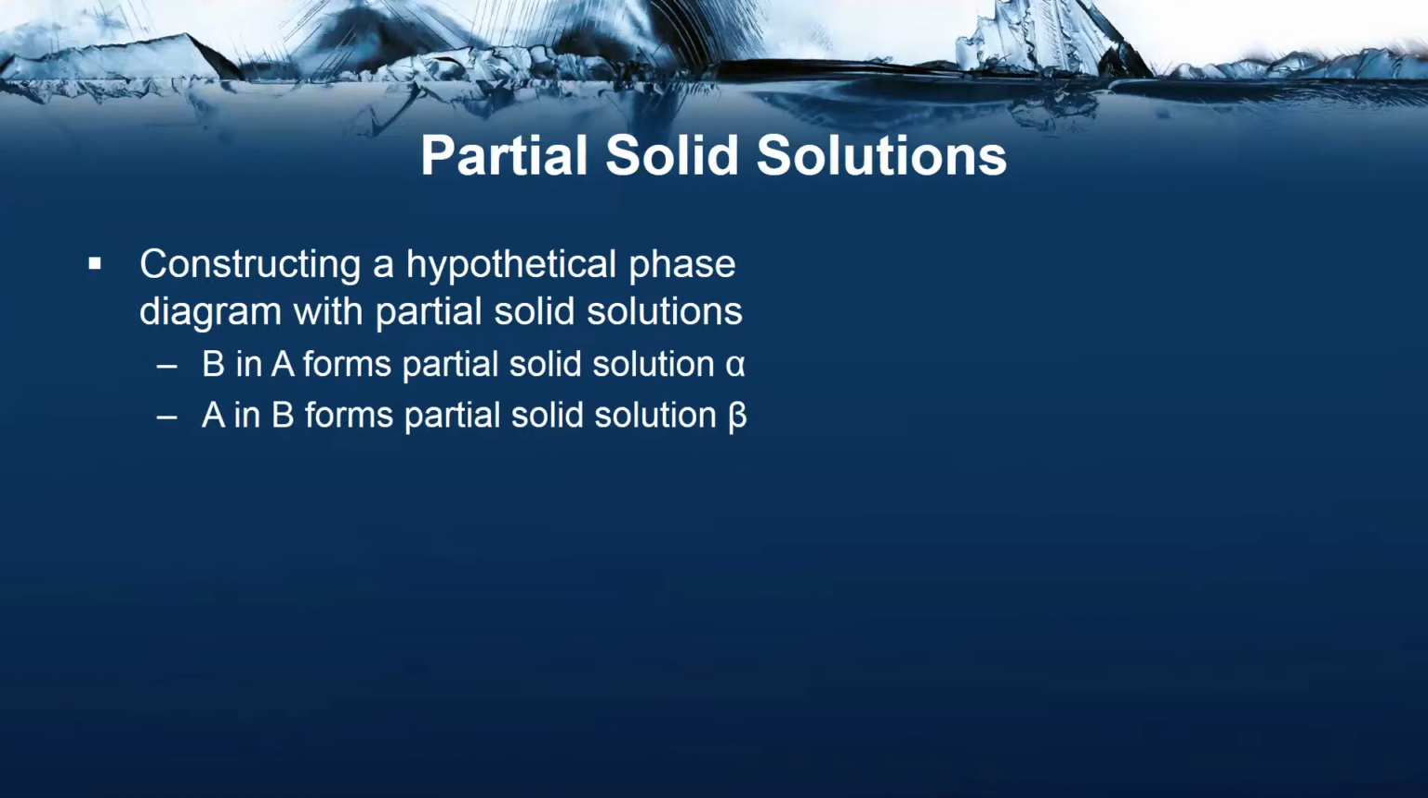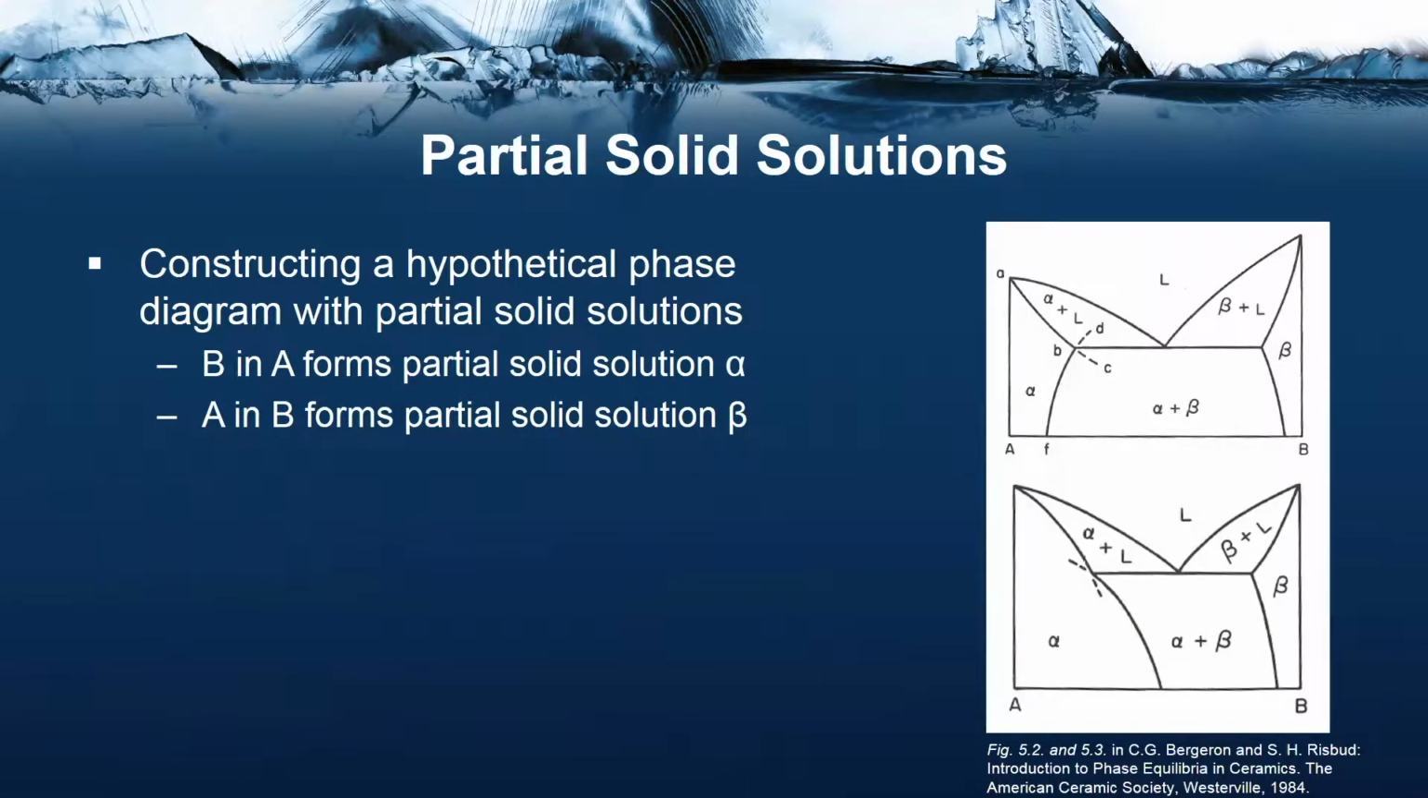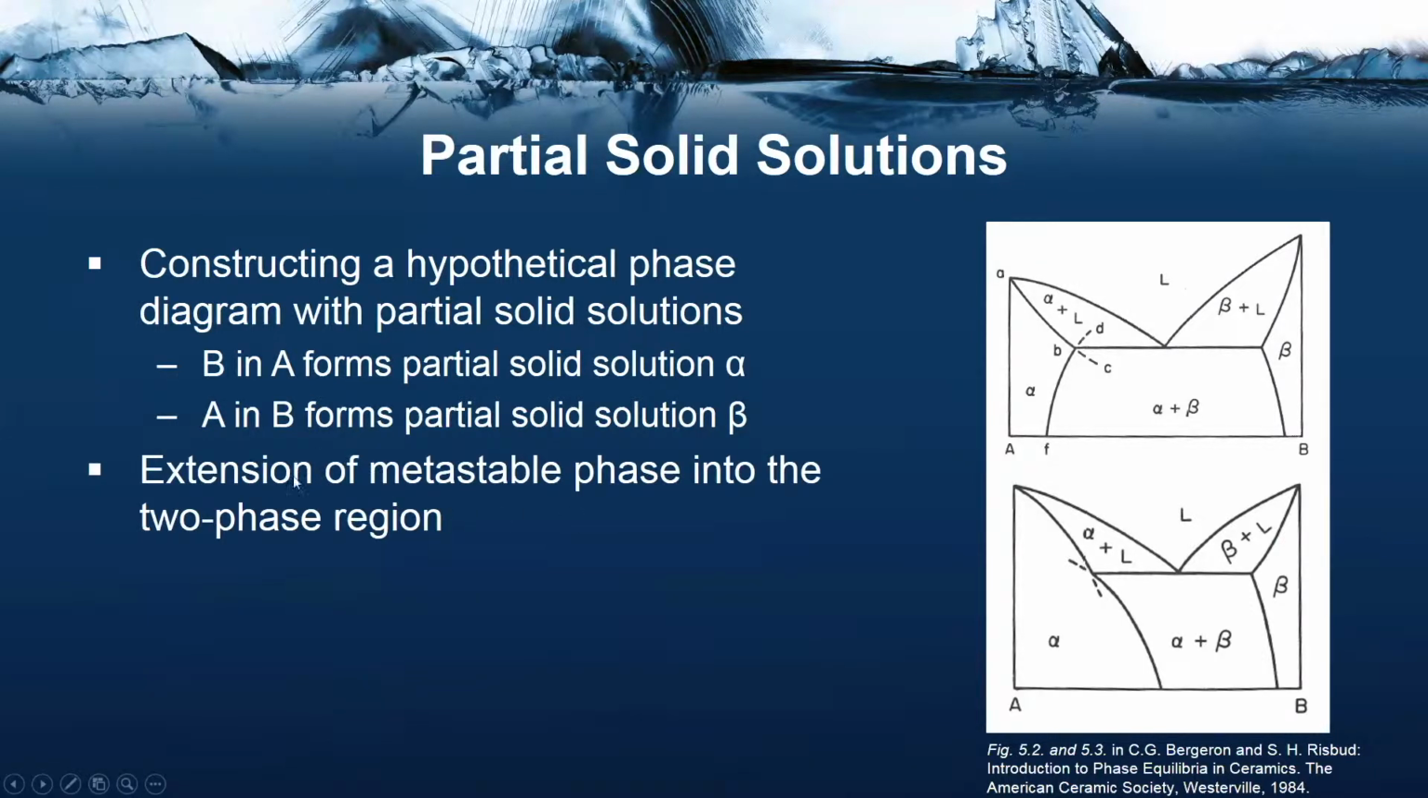Taking the alpha phase as an example, you see that we have two possible ways of drawing this phase. In the upper figure, the metastable extension goes into the two-phase region. So the metastable extension of this line goes into this two-phase region, and in this one, the metastable extension goes into the two-phase region of alpha plus beta. In the lower figure, the metastable extension of this line goes into the single-phase region of alpha, and the same goes for this line. So we ask ourselves, which one is correct?